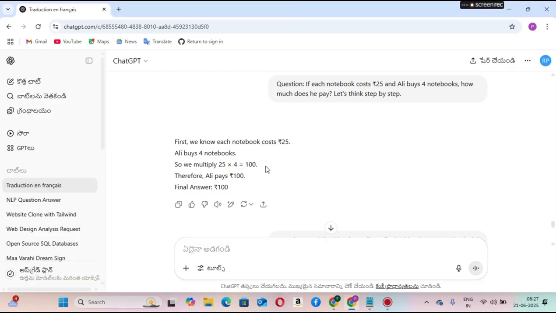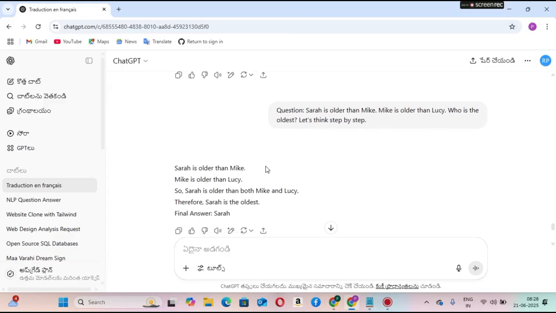For example, you can give a similar prompt to this as an example for this prompt, and you mention these four steps like first we know each notebook costs etc. Like that you mention step by step, and you give this prompt like what we have seen in one shot. So you can give intermediate steps, or else you can ask let's think step by step. So here the model breaks down the problem into smaller parts and tries to solve them.